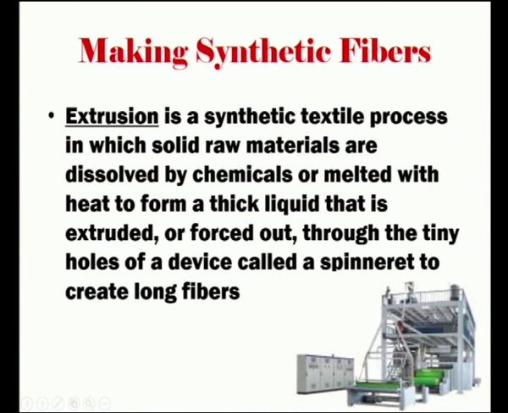Making synthetic fibers, this is a unit. Extrusion is the synthetic textile process in which raw materials are dissolved by chemicals or melted with heat to form a thick liquid, and that is extruded or forced out through the tiny holes of a device called a spinneret to create long fibers. In such a way we can make fibers.